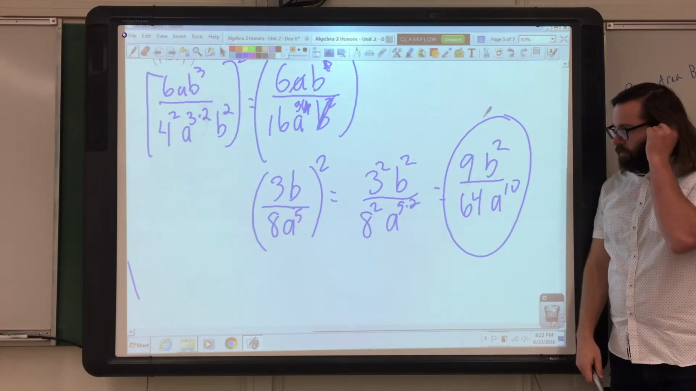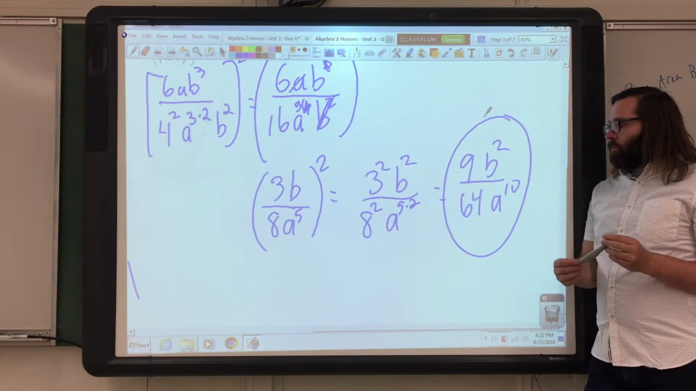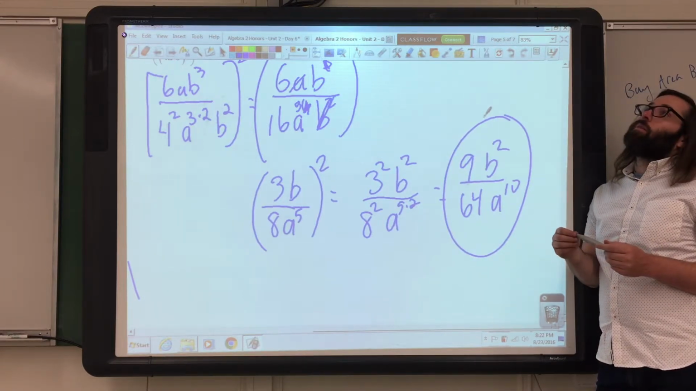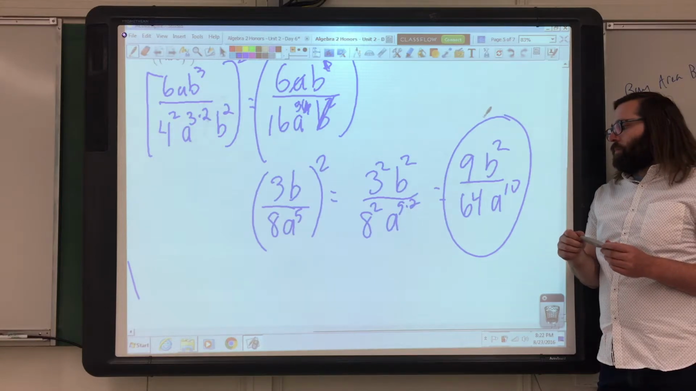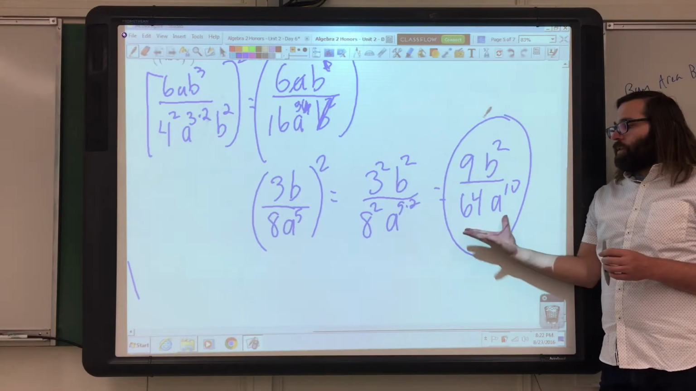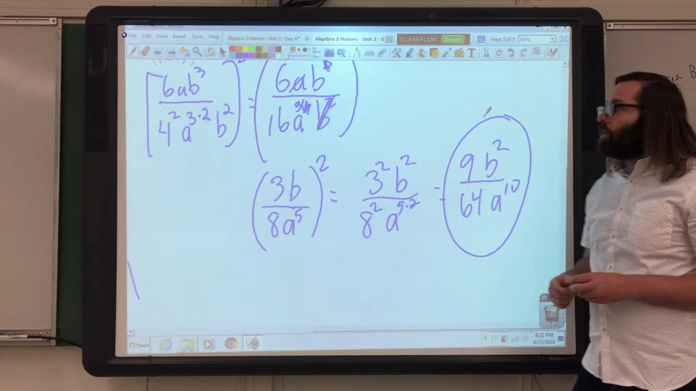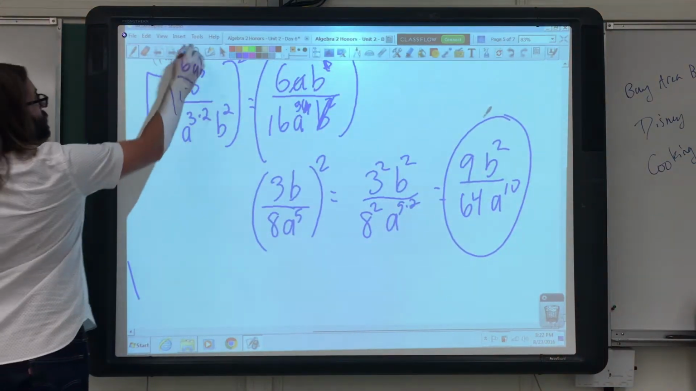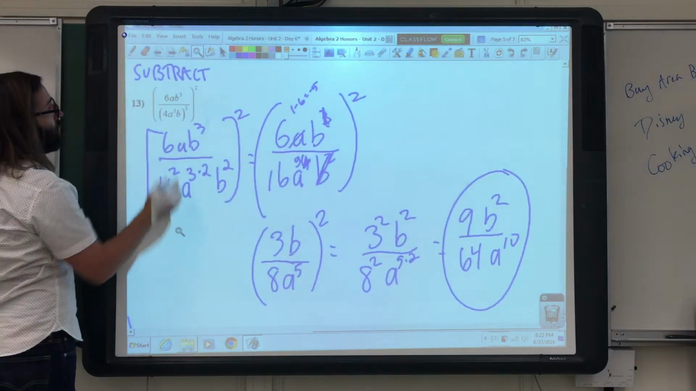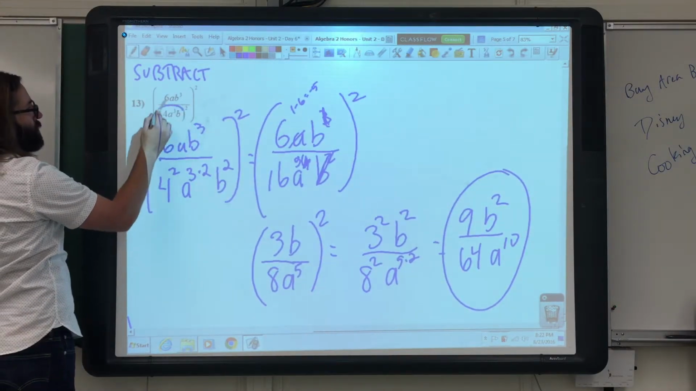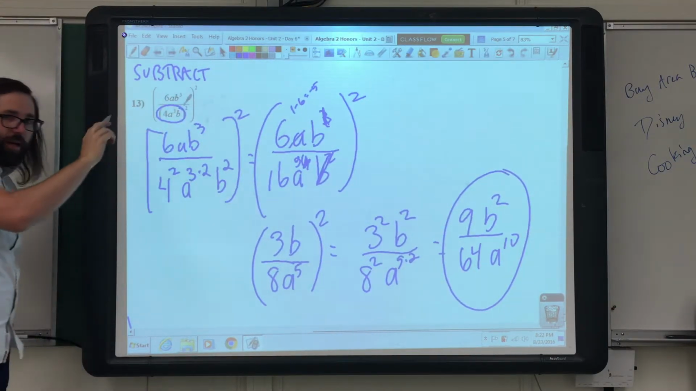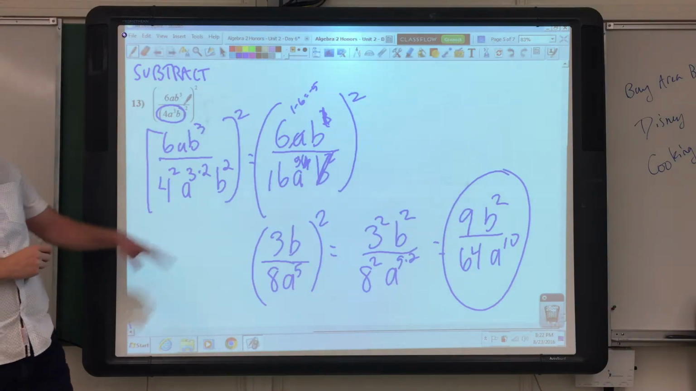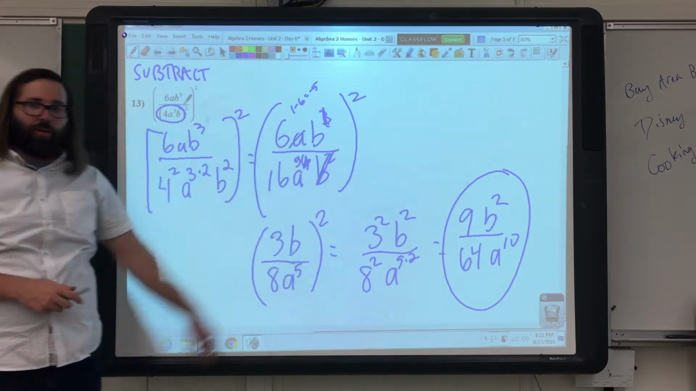I don't believe you can simplify this. Nope, can't simplify it. So this is your answer. But the trick is to do this inner parenthesis first, and then you do the outer one. You just got to know how to cancel out exponents.